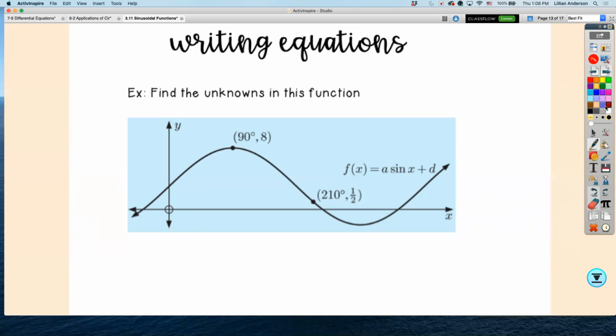It's going to be a system, because I can take my X and my Y coordinates and plug them in and create 2 equations. So I'm going to plug in 8 for Y and then 90 for X to have this first equation. And then I'm going to plug in 1/2 for Y and 210 for X to have this equation.